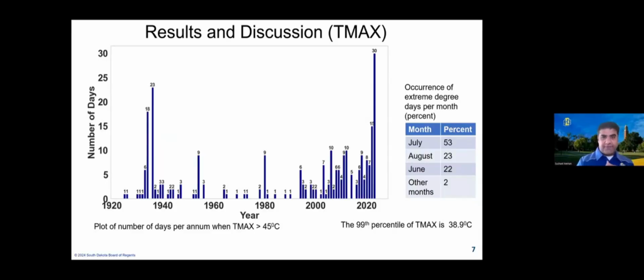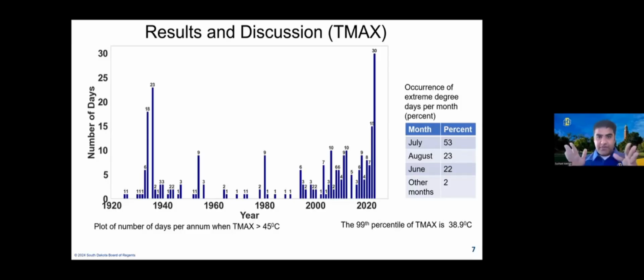So the graph on the left shows you the number of days per year where the daily maximum air temperature surpassed 45 degrees Celsius from 1920 to 2023. As you can see, there have been periods of significant increase in extreme temperature days, most notably in the 1930s and 1950s, and especially in recent years. The 1930s recorded some of the highest numbers of extreme temperature days, with 23 days in 1 year.